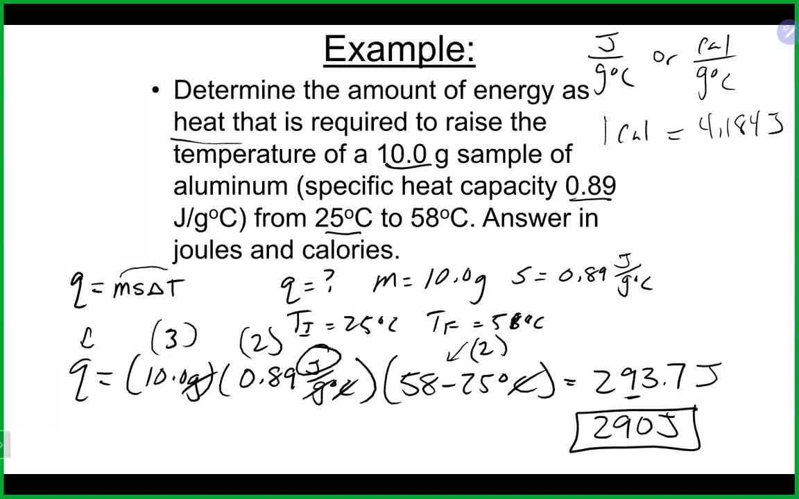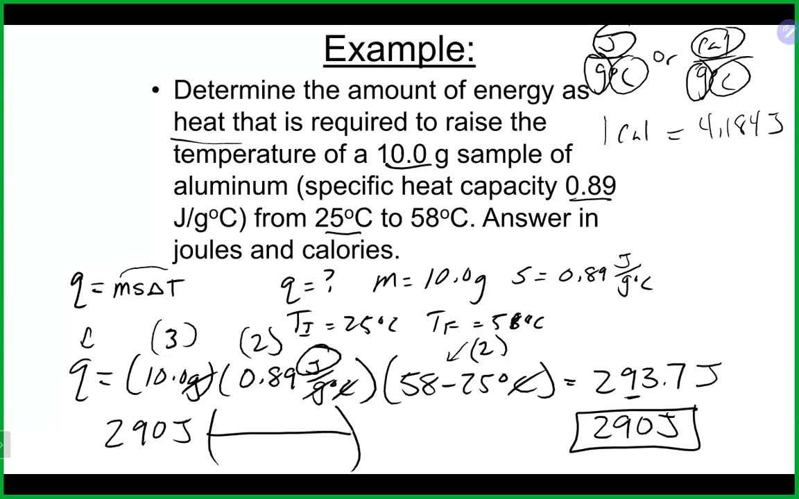The definition of specific heat capacity is the amount of energy, which is either a joule or a calorie, to raise 1 gram of a substance by 1 degree Celsius. So that's what basically the definition is, and that's why it has all three of those units. We will convert this into calories, which is the other part of the question it asked for. And in this case, 1 calorie is 4.184 joules.